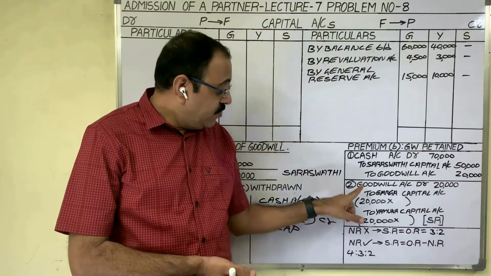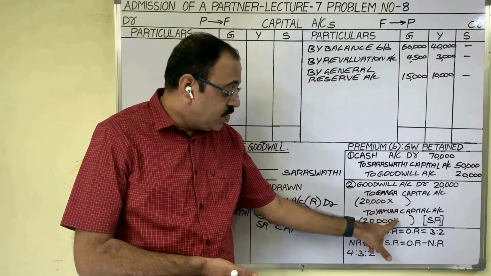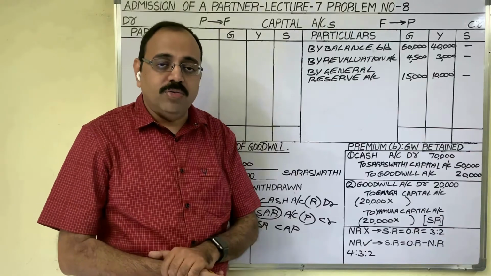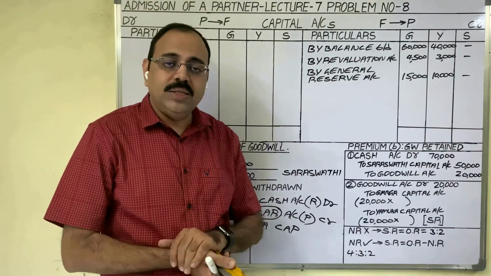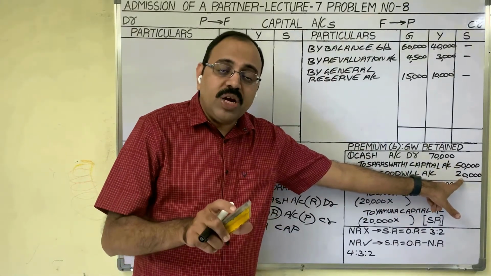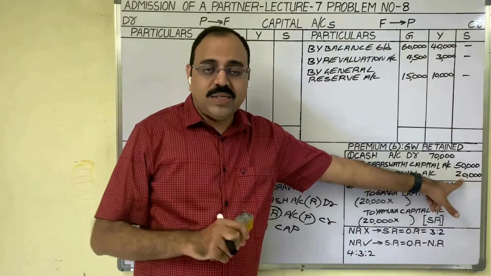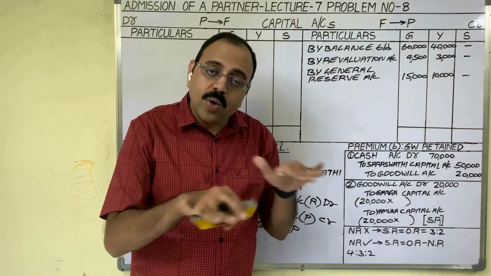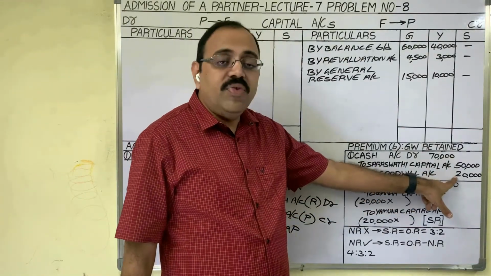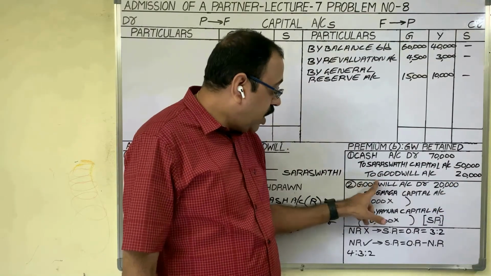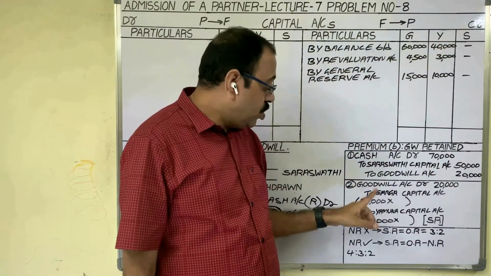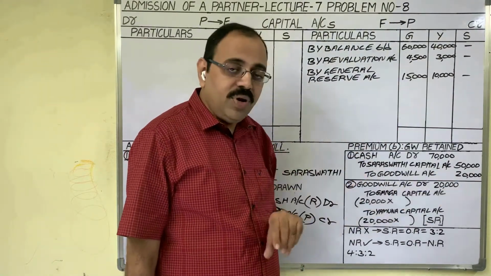Next entry. This goodwill the firm has to transfer to old partners' capital accounts. When we transfer this goodwill amount, now in the goodwill account there is no balance. Once we credited the goodwill account with 20,000, when you transfer 20,000 worth of goodwill to old partners' capital accounts, the goodwill account should get closed. How to close the goodwill account? As once we credited the goodwill account with 20,000, again if you debit the goodwill account with 20,000, then the goodwill account will get closed. So to close the goodwill account, we are debiting the goodwill account here.